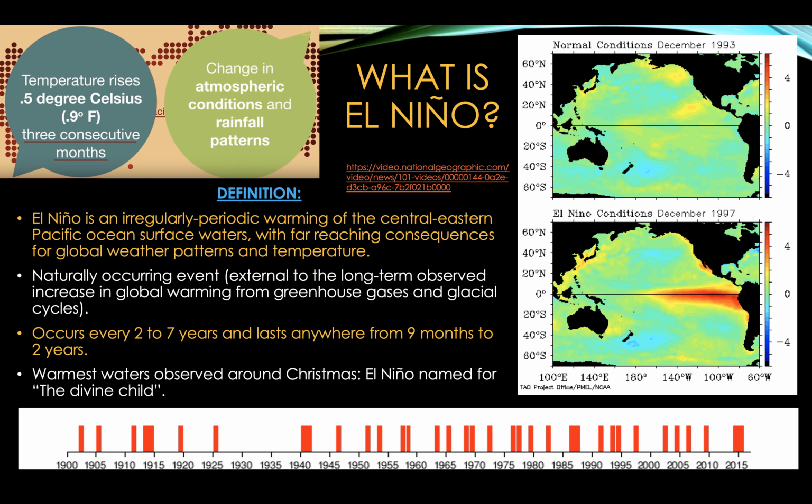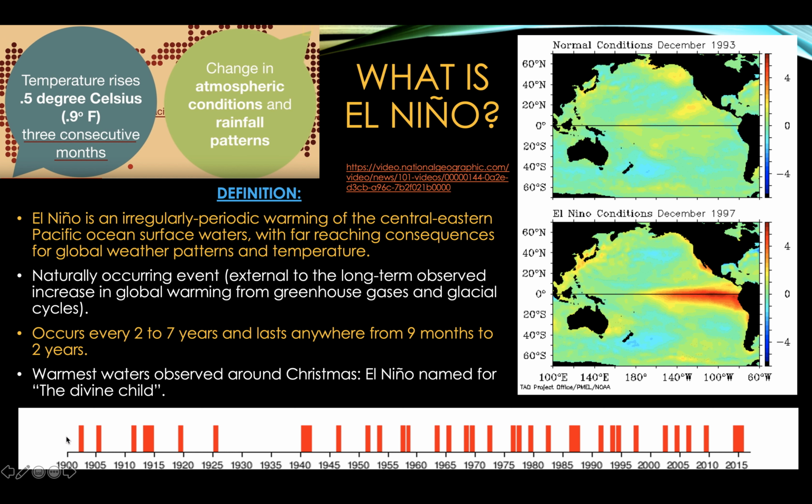And we don't exactly know what triggers it, so we can describe what occurs during an El Nino event. We know that the trade winds weaken, and when that happens, you get a change in atmospheric conditions and rainfall patterns. And the temperature of the surface water only has to rise 0.5 degrees Celsius, or almost a degree Fahrenheit, for 3 consecutive months before the scientists say, okay, we can officially declare it's an El Nino event.